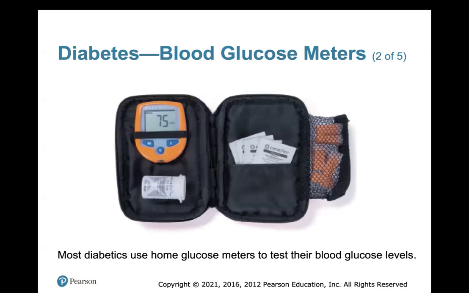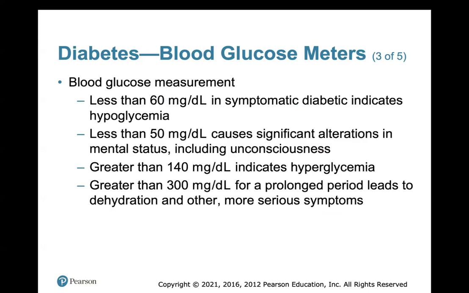It's going to look something like that. It's going to have your meter, your test strips, probably some alcohol preps, some lancets. When dealing with blood glucose measurements, anything less than 60 and also symptomatic indicates hypoglycemia. In most adults, anything less than 50, you'll start seeing alterations in mental status up to and including unconsciousness.